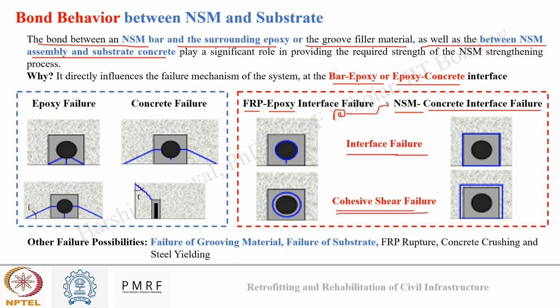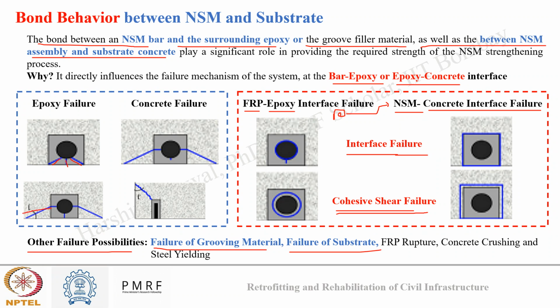So these are basically four types of interface failure. Apart from this, there can be other possible failure modes also. These include failure of the epoxy material itself, that is the grooving material, or concrete failure of the substrate. These are included in the blue dotted box. So here you can see the epoxy material failure.